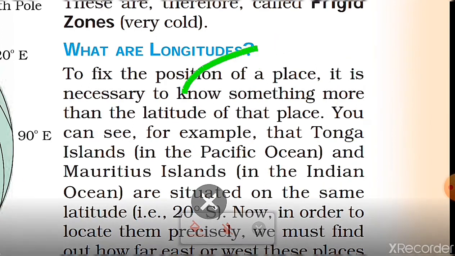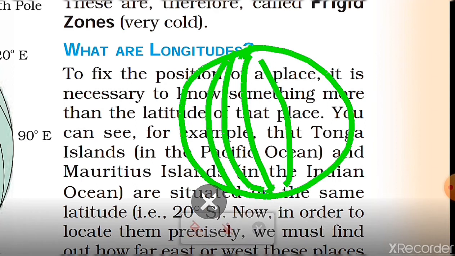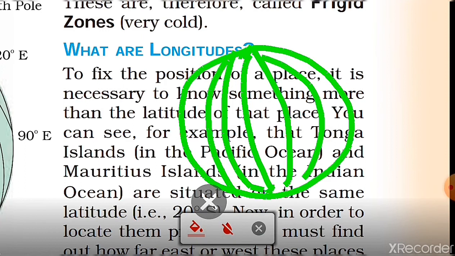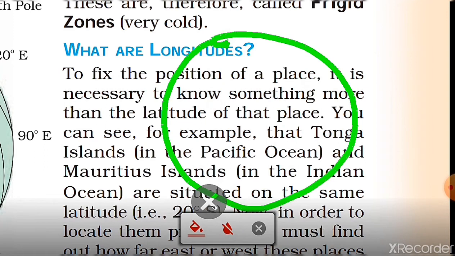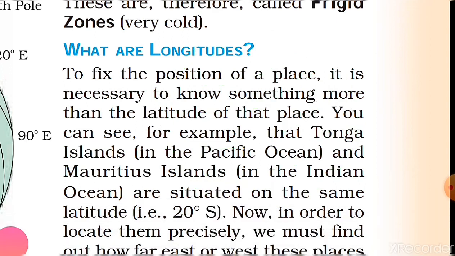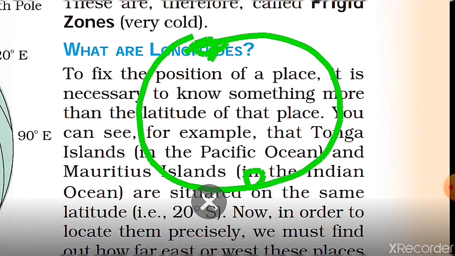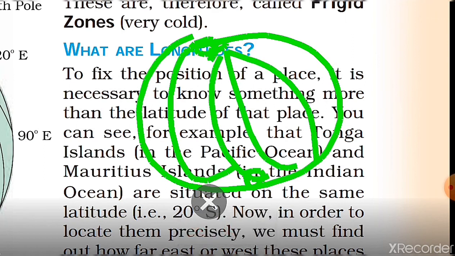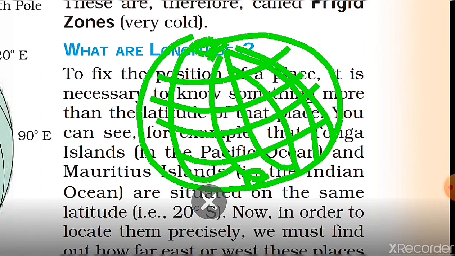Firstly, you have to draw a circle, and you will draw like this. This is your longitude, and latitude you will draw like this. That will be your longitude. And when you have to draw a globe, you will draw like this. You have to draw clearly.